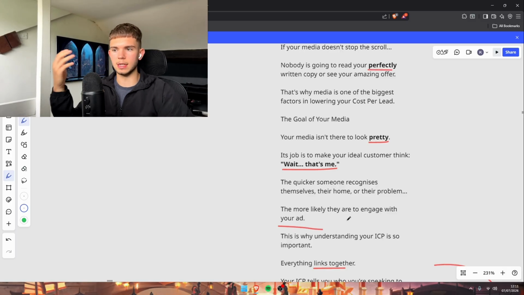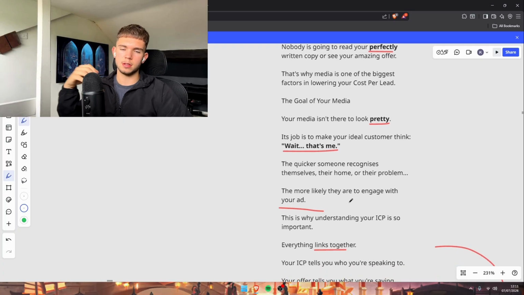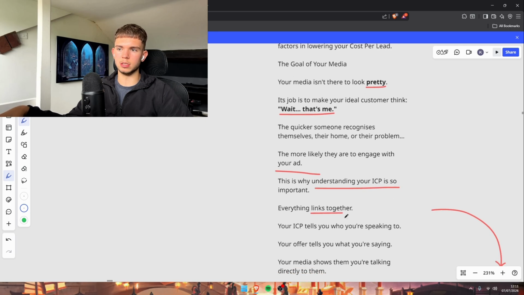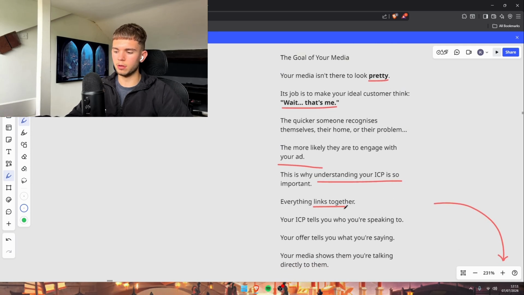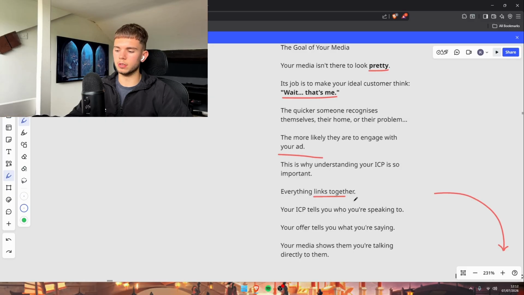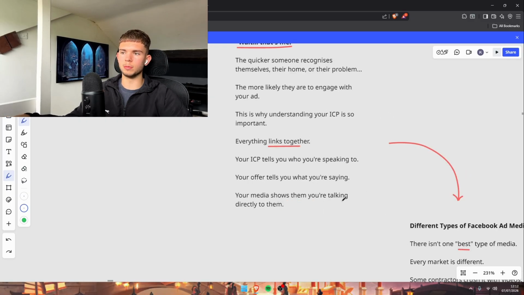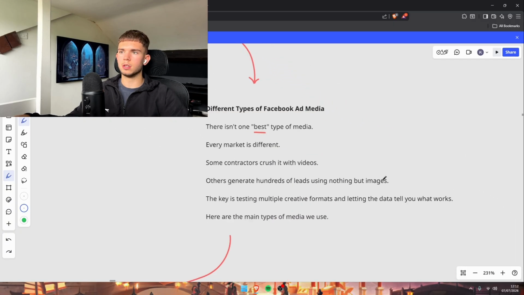Once they engage with your ad, that's when they see the offer, the ad copy. It's important to understand your ICP so that everything can link together and flow smoothly. Your ICP tells you who you're speaking to, your offer tells you what you're saying, your media shows them you're talking directly to them. So there are different types of Facebook ad media.